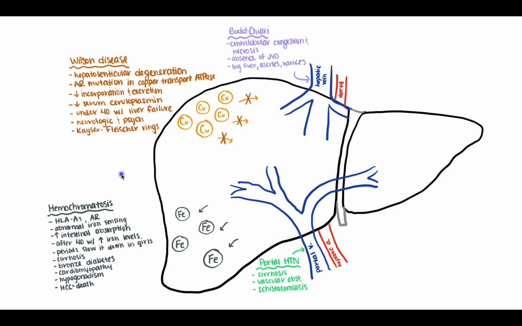Whatever the situation is. So for Wilson's disease, this is where you have a bunch of copper in your liver, and you cannot get it out. You cannot excrete this copper out of your liver. And so this will show up with somebody that has those Kaiser-Fleischer rings in their eyes. So you have this buildup of copper in your liver, and it'll also cause neurological and psych issues.